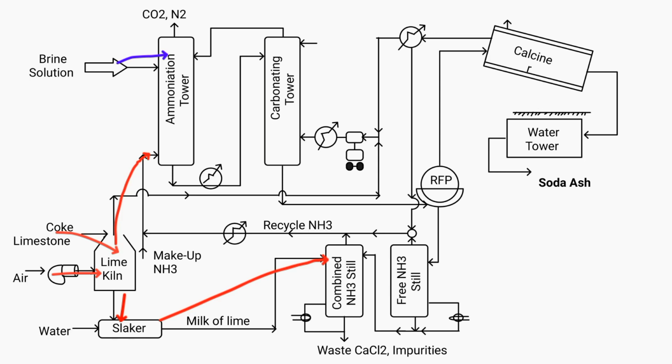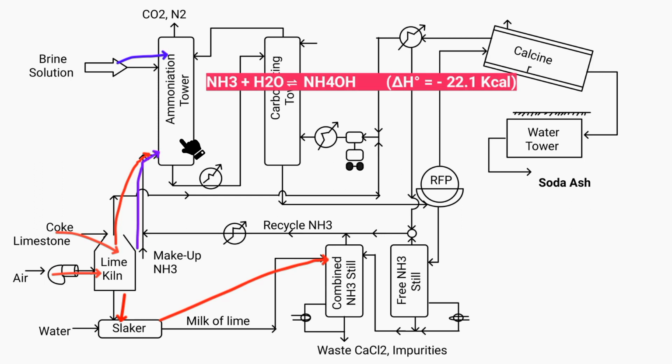While the lime kiln is processing, a brine solution is introduced into the top section of the ammoniation tower, and ammonia is added from the bottom section. The main purpose here is to carry out the washing process, wherein ammonia dissolves in the brine solution. Two primary reactions occur. Firstly, ammonia gas reacts with water to form ammonium hydroxide, and secondly, carbon dioxide gas, which comes from the lime kiln, reacts with the hydroxide to produce a bicarbonate solution.